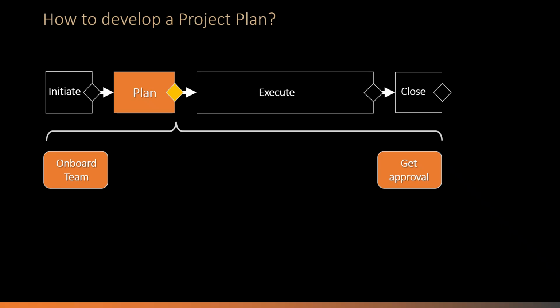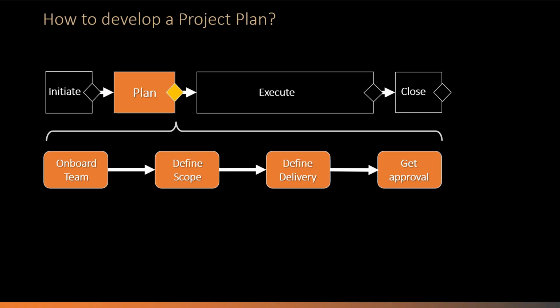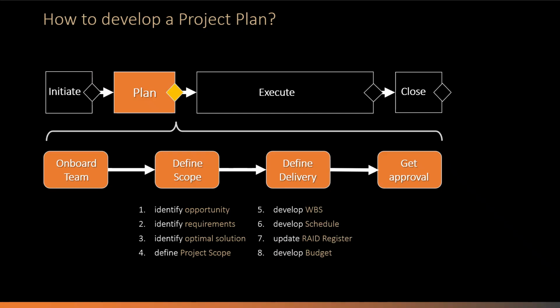Development of a project plan can be divided into two parts. Define the project scope and define the project delivery. The define the project scope part includes four steps. Identify the project opportunity, identify the stakeholder requirements, identify the optimal solution that would meet the stakeholder requirements, and define the project scope. The define the project delivery part also includes four steps. Develop the project work breakdown structure or WBS, develop the project schedule, update the project risk register, and finally develop the project budget.